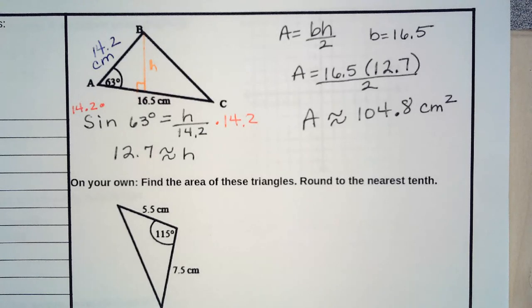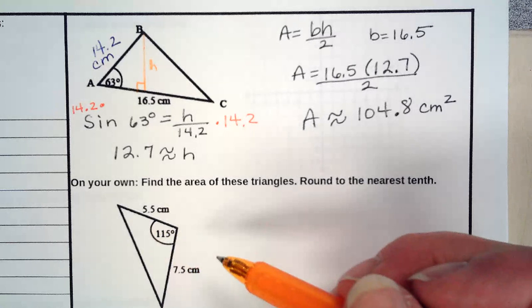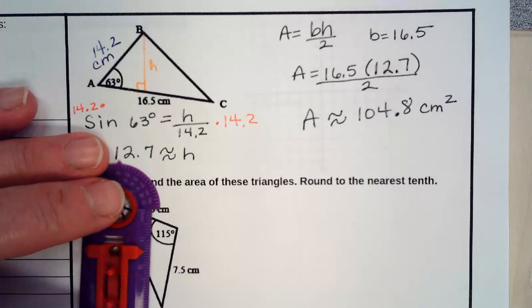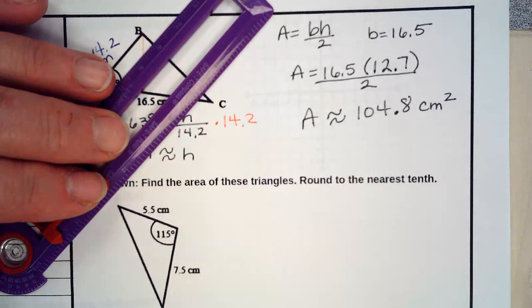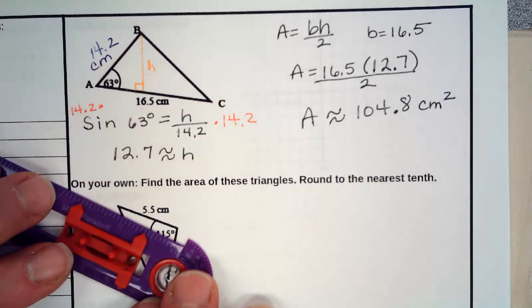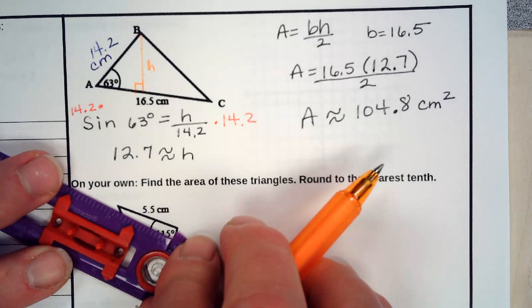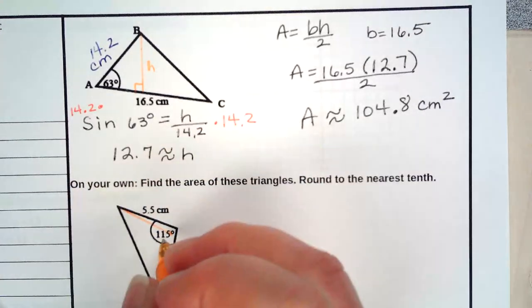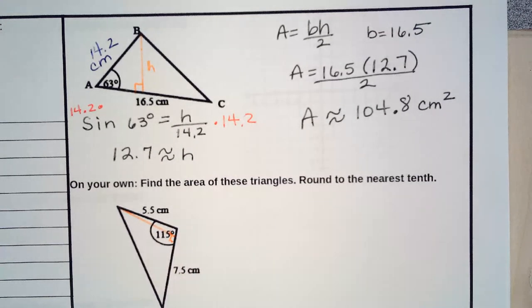So the first thing I always have to do is decide which one do I want to be my base, the 5.5 or the 7.5. Well, I think I will use the 5.5. Yeah, I'm going to use the 7.5. Well, either way I do it, it does not end up with much here, does it? Here's my height. This angle here is still 115.